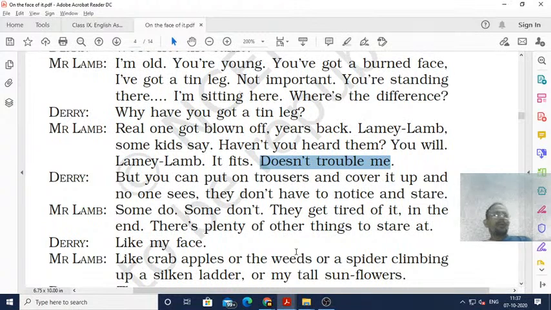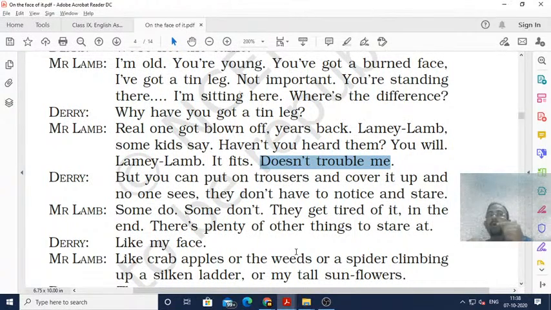But Mr. Lamb doesn't get carried away by the fun and the criticism that the children and many people do, because he has become immune to all sorts of criticism in life. Mr. Lamb has now become very mature. He does not look at life from the face value. He does not look at himself from his thin leg point of view. So Mr. Lamb wants Derry also not to consider him from his burnt face point of view. He should see him as a human being, an integral part of the mainstream society.